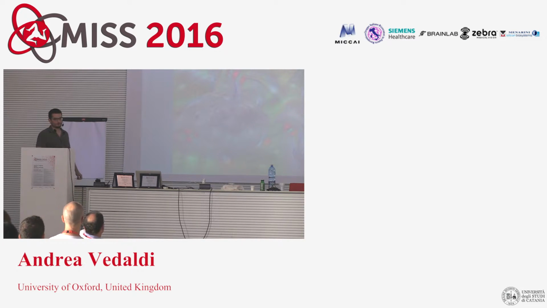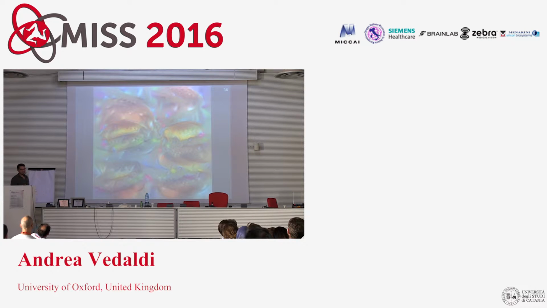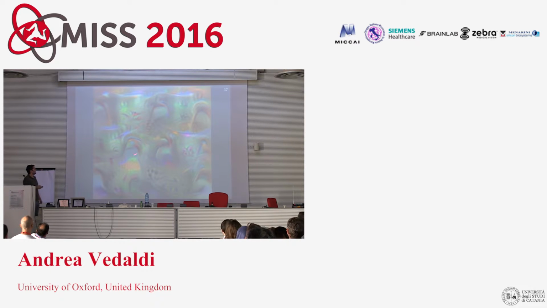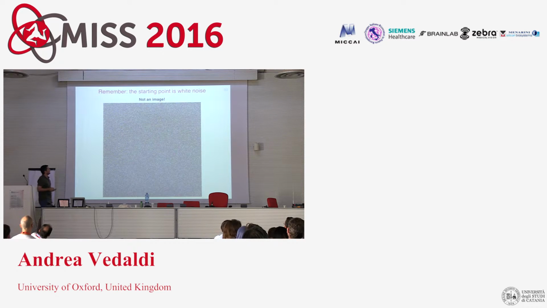It's a black swan, okay? This is, I think, a goose, cheeseburger, coffee mug, frog, and vending machine. Okay. And remember that all these images have been generated starting from random noise. So you see here an example of this being run.